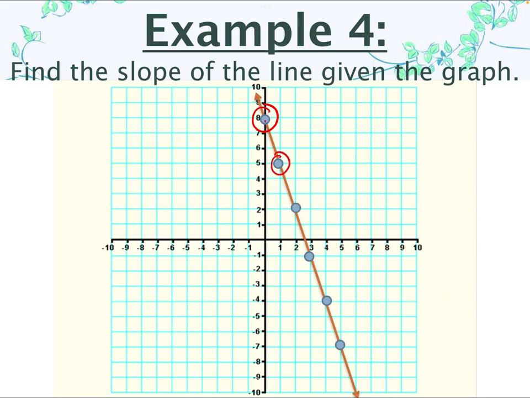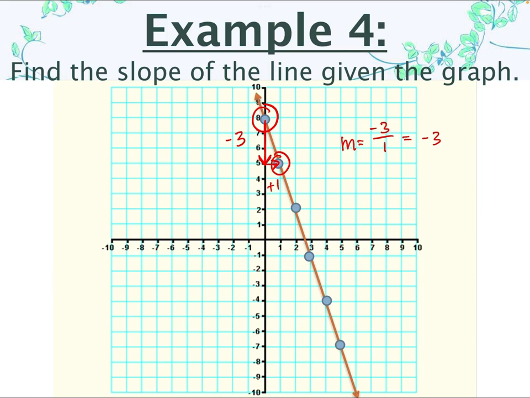So you go down 3, right 1. So when you go down 3, that is negative 3, and you go right 1, that is positive 1. So our slope would be negative 3 over 1. Rise over run. Negative 3 over 1, of course, is just negative 3.